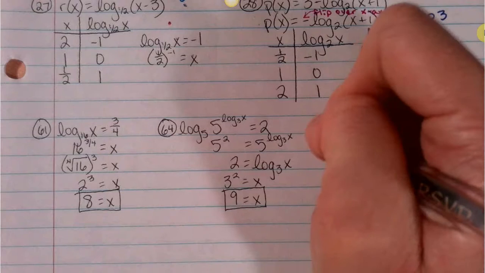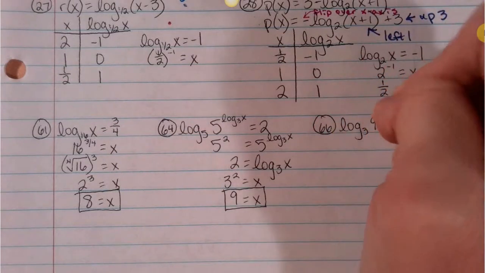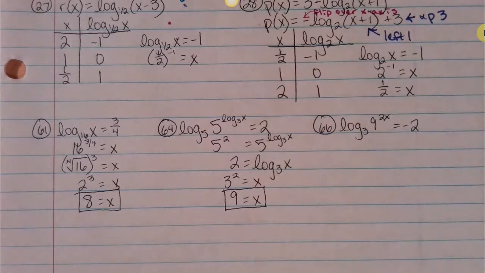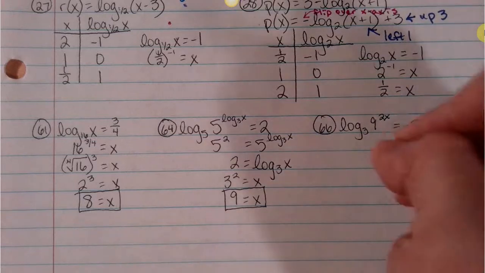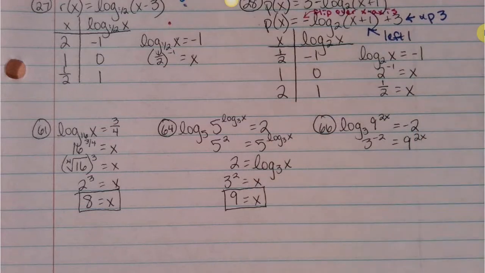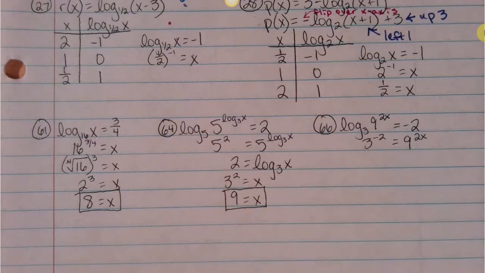Number 66, we have the log base 3 of 9 to the 2x is equal to negative 2. So what this would look like as an exponential equation is 3 to the negative 2 is equal to 9 to the 2x. So what we're going to want to do with this one, since we see different bases on both sides, is we want to rewrite one of them so that we can get the same base on both sides. And then we'll be back in the situation like we were in number 64.